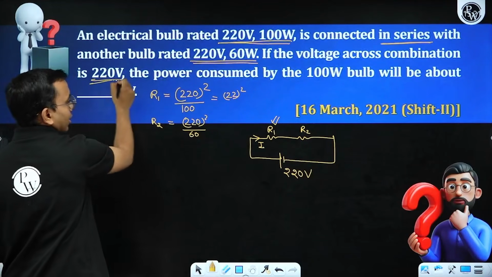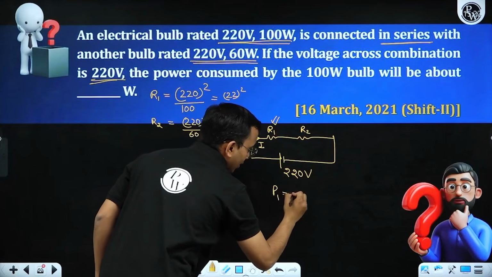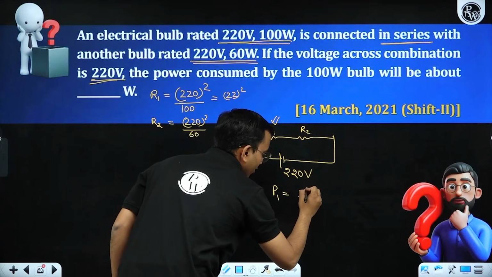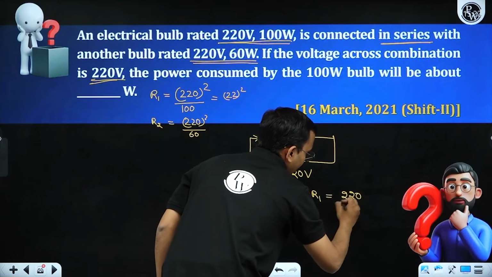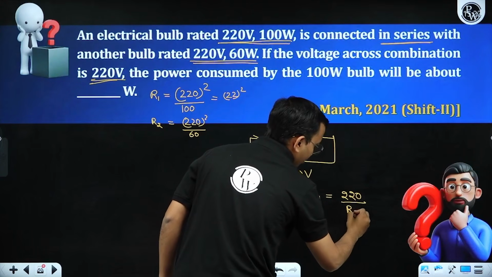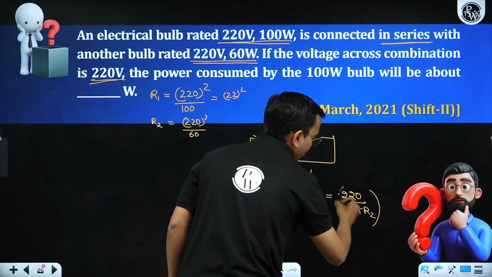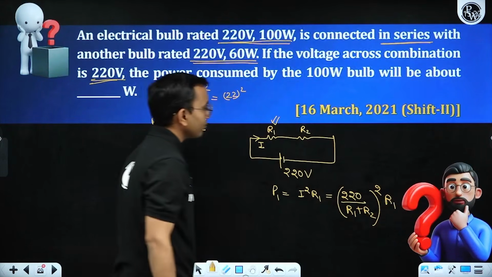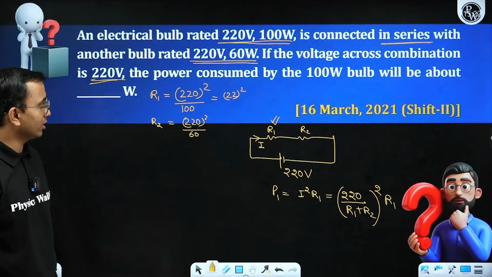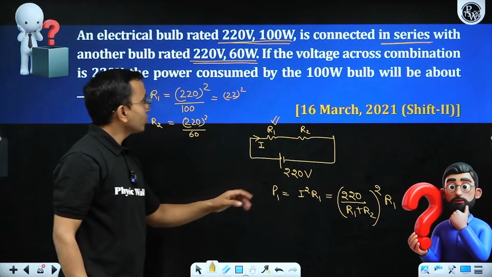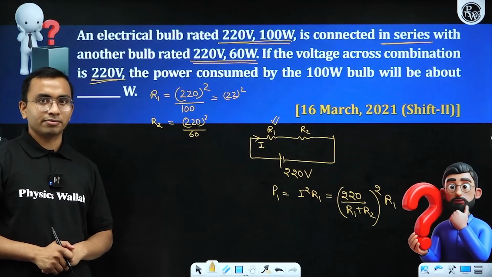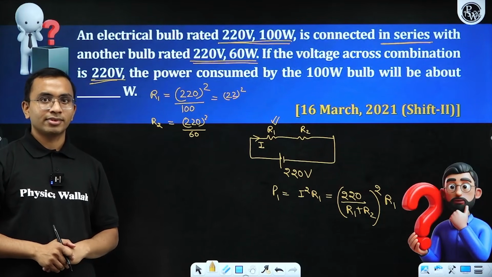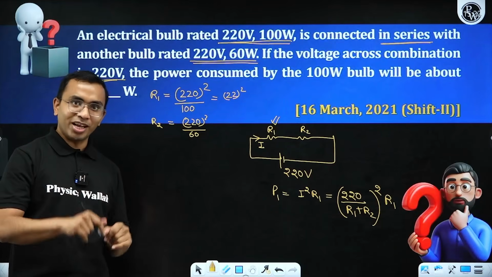So power across this, P1, is I square R1. What is I? I is 220 divided by R1 plus R2, whole square, into R1. What is R1? This is R1. What is R2? This is R2. Now you put the values of R1 and R2 and solve this question. Let me know your answer in the comments. You can pause this video, solve it, then come back. Okay, I hope you solved it. Put your answer in the comment section.